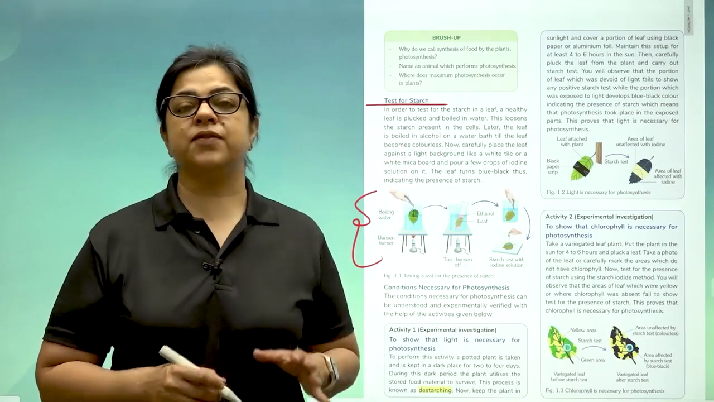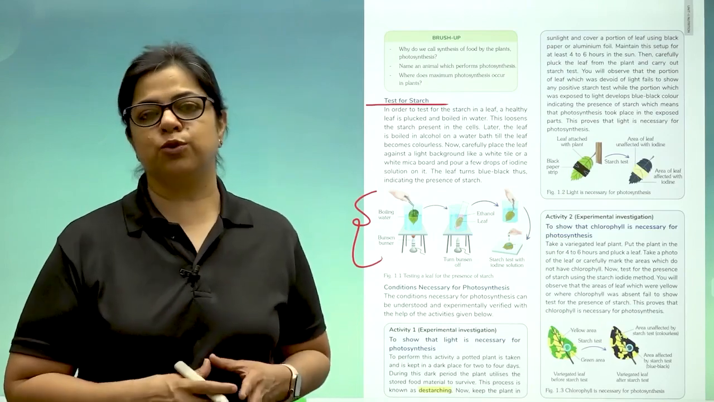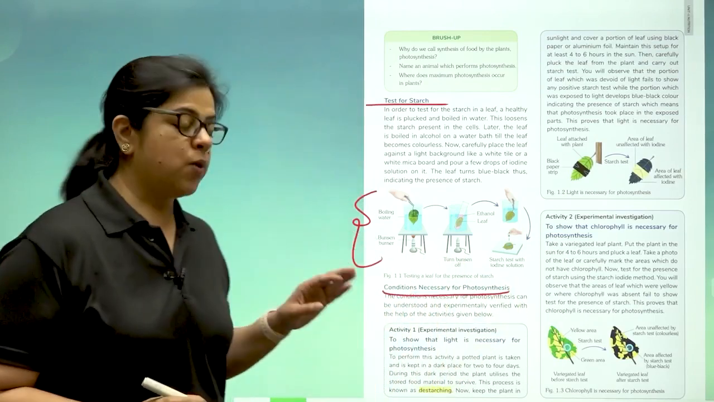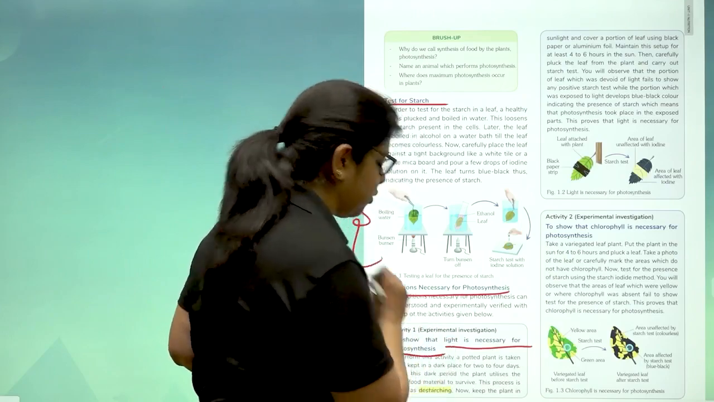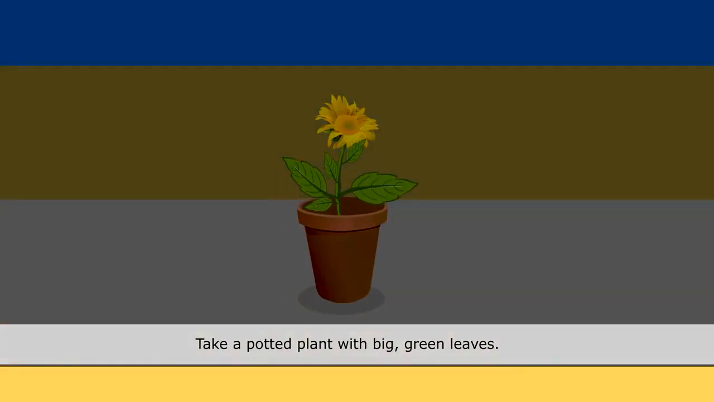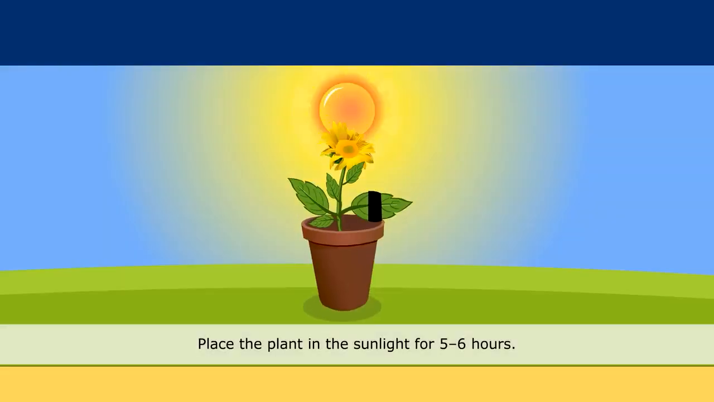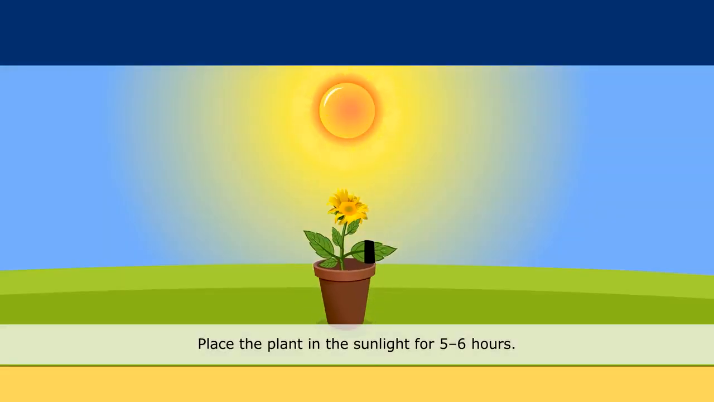Now, how about testing whether light is really required for the process of photosynthesis or not? Let us conduct another experiment to understand that light is necessary for photosynthesis. To show that light is necessary for photosynthesis, take a potted plant with big green leaves. Destarch the plant by placing it in dark for 2-3 days. Cover a portion of both the sides of a leaf with stiff black strips. The strips should be clipped or fixed with the help of a sellotape. Place the plant in the sunlight for 5 to 6 hours.